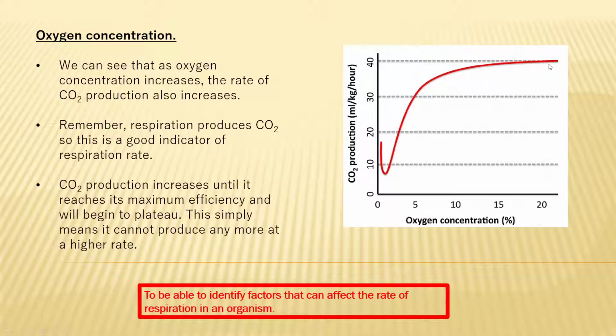It will begin to increase until it reaches its maximum efficiency and it will begin to plateau. We can see from the trend of this graph that it does not look like CO2 production is going to decrease anytime soon. However, what we're expected to see is a straight line continuing. This means that it has reached its plateau, so that is maximum efficiency, and it cannot produce any more carbon dioxide at a higher rate. This is not necessarily a bad thing, it just means that it has reached its limit.